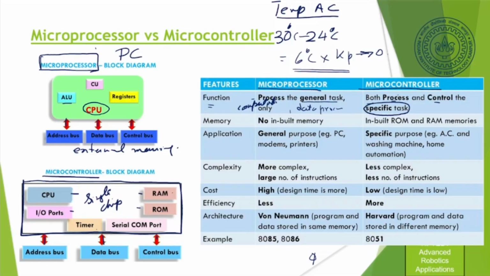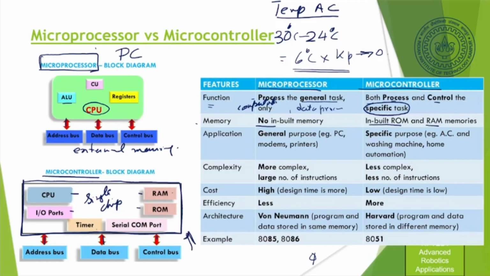What kind of specific tasks? For example, controlling the temperature in a room, or controlling the speed in a washing machine, or putting on your TV. Those are very specific tasks, not general purpose tasks. Whereas running a computer program to generate data or to execute something is a general purpose task. In terms of memory, there is no inbuilt memory in a microprocessor. It just has to connect to an external memory. Whereas in the microcontroller, we have an inbuilt ROM and a RAM. So the memories are on the chip itself, as seen in this figure here.